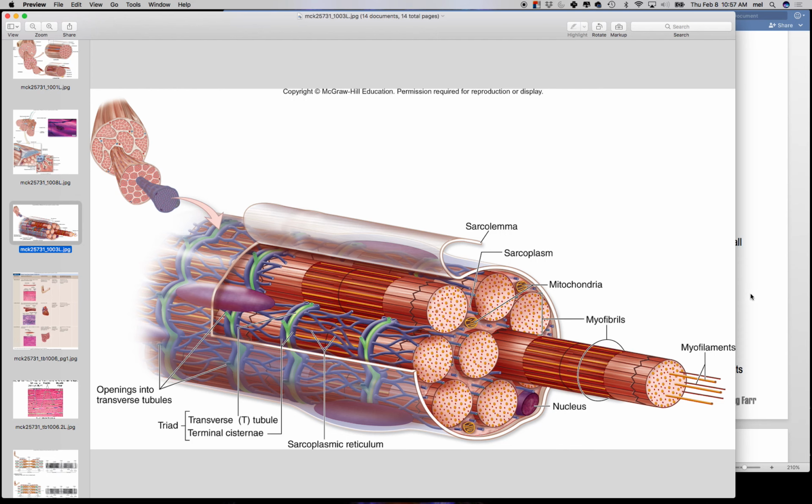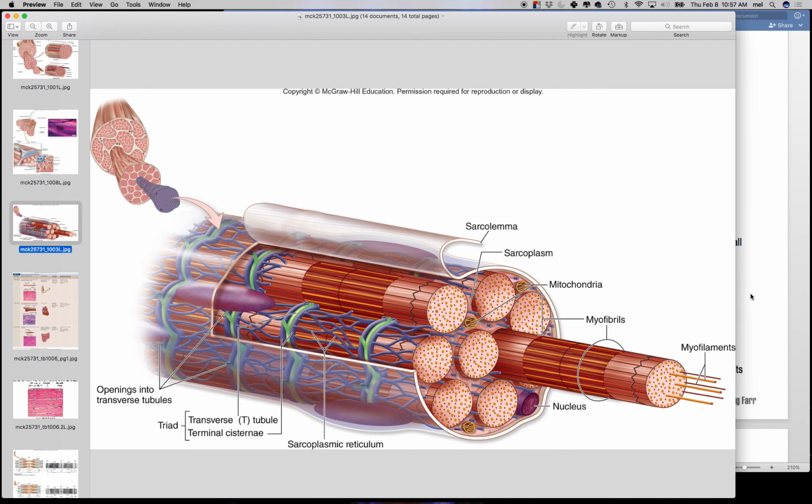Does anybody know the longest muscle in the body? I'll tell you where it is and you see if you can name it. It goes from the anterior superior iliac spine and wraps around the inner surface of your knee. Yeah, that's the sartorius. That's the longest muscle in the body.